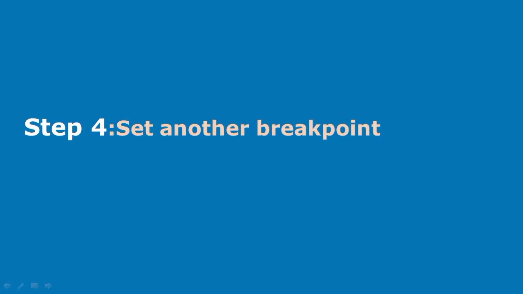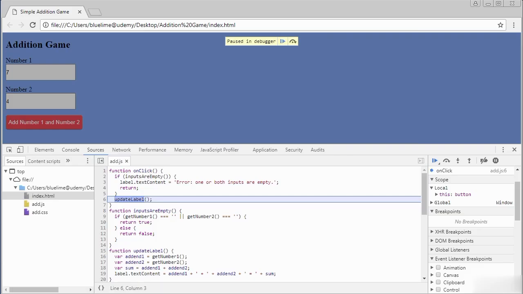Hello and welcome to step 4. In step 4, we are going to set up another breakpoint. As you can see, we are still paused in the debugger. We are going to set up a line of code breakpoint. These are the most common type of breakpoint, especially when you've got a specific line of code that you want to pause on. You use a line of code breakpoint.